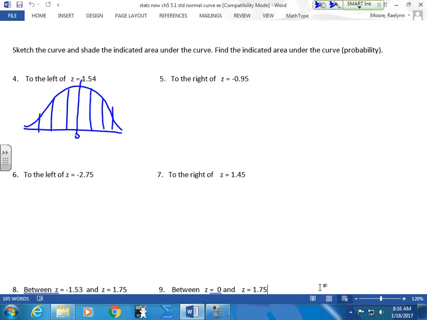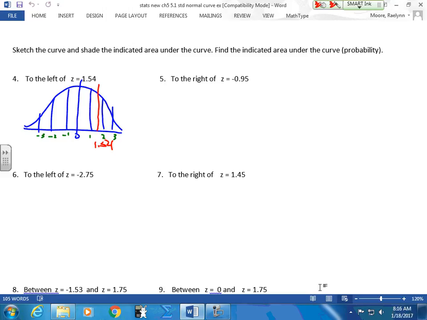Okay? Where do I find, I should have labeled these. Where do I find 1.54? Between which two integers do I find 1.54? 1 and 2. Almost in the half, right?